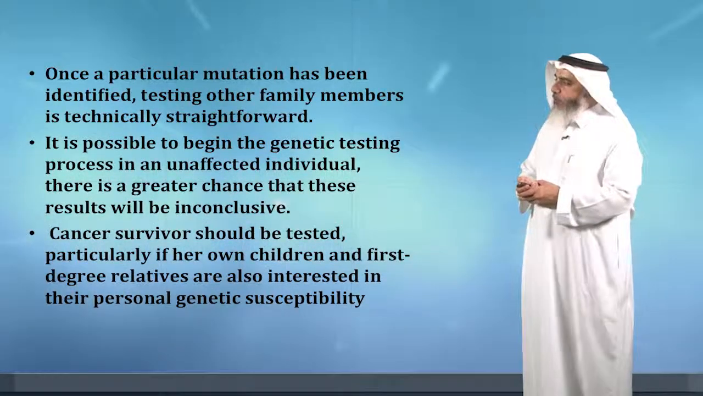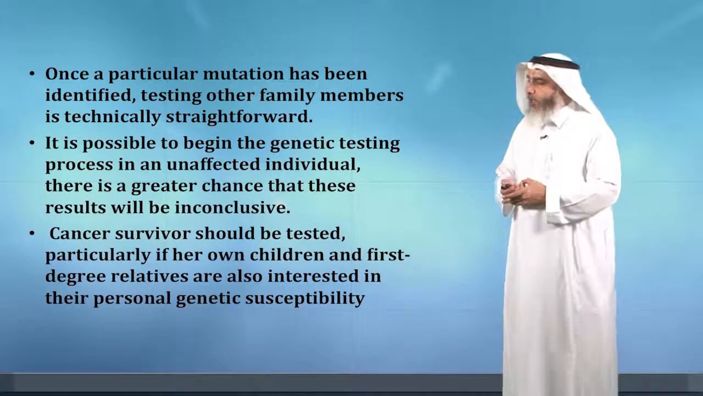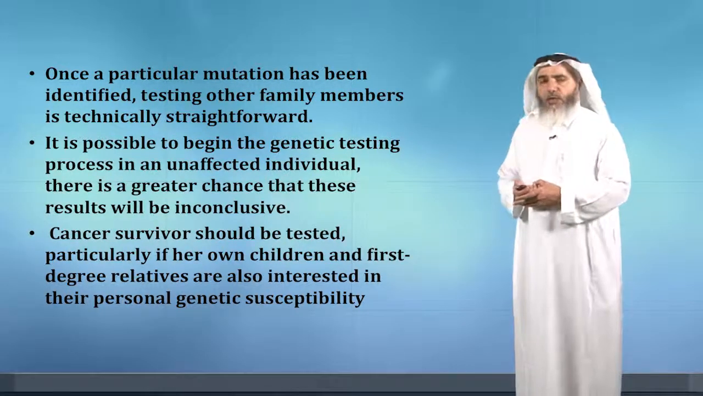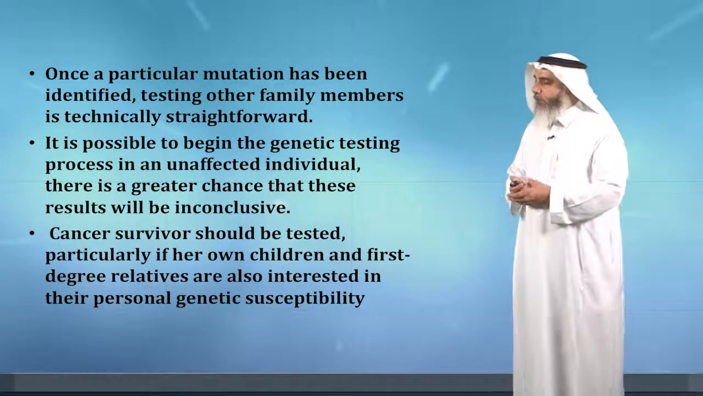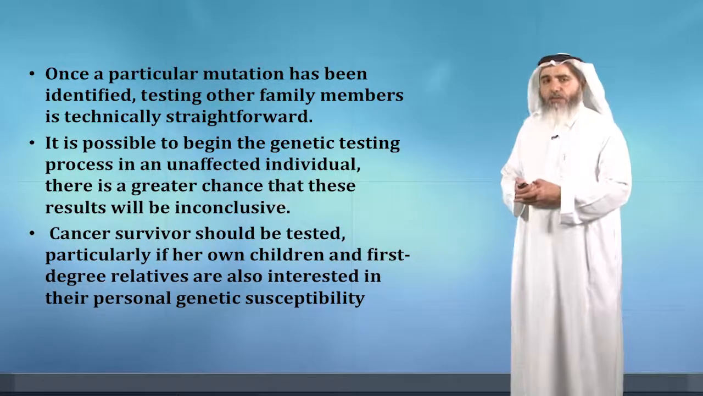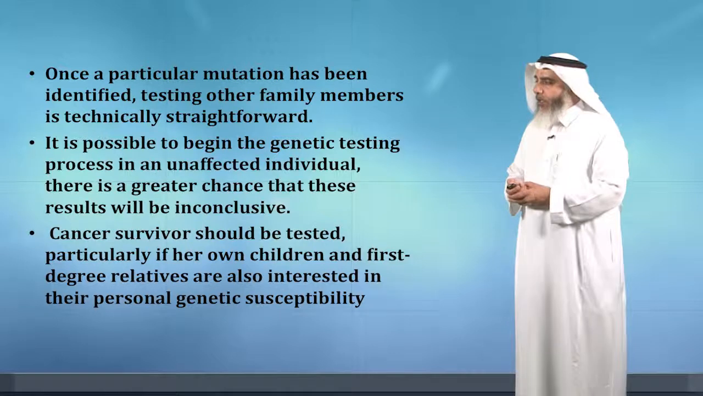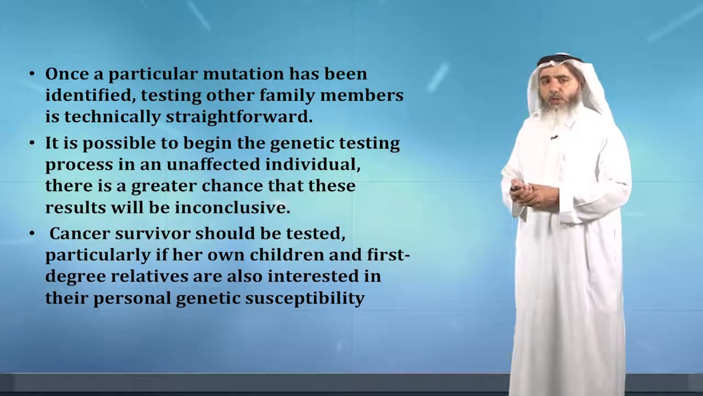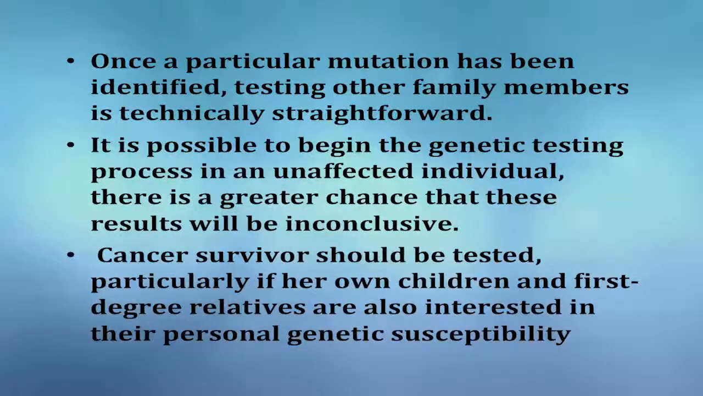If any particular mutation is identified, that may affect the future plan for the patient to get specific investigations, and the frequency of investigation may be changed, depending on the risk of developing cancer in the future. Cancer survivors should be tested, particularly if their own children and first-degree relatives are also interested in their personal genetic susceptibility.